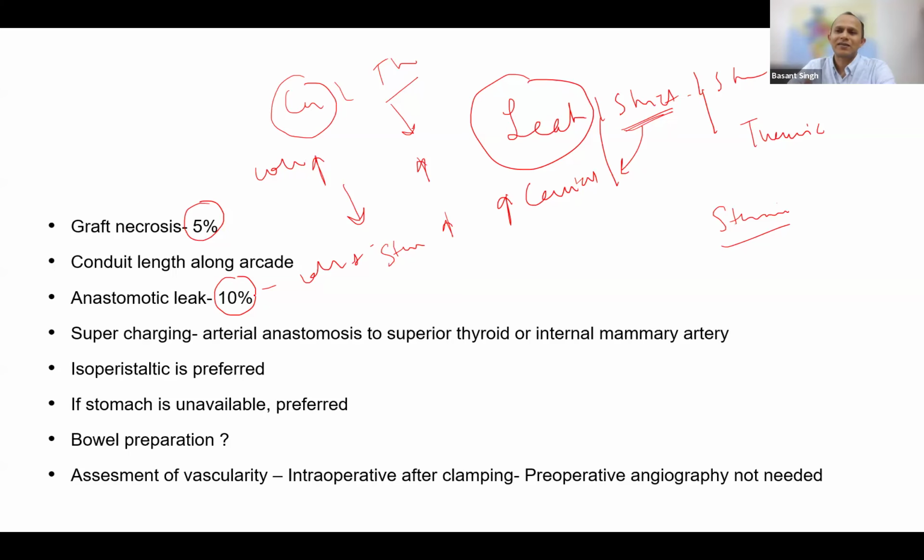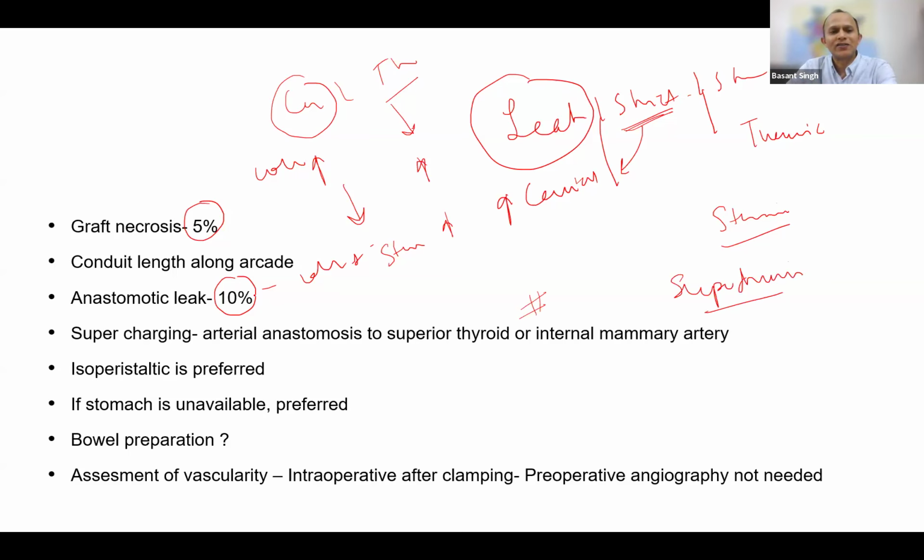So anastomosis complications, cervical, thoracic, conduit, advantages and disadvantages. Graft necrosis with your colon; leak rates are the same, 10%. What is supercharging? Supercharging is arterial anastomosis to the superior thyroid or internal mammary artery. A question has been asked on this previously. And there is also super drainage, where we anastomose the vein.